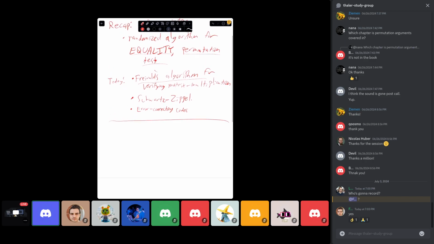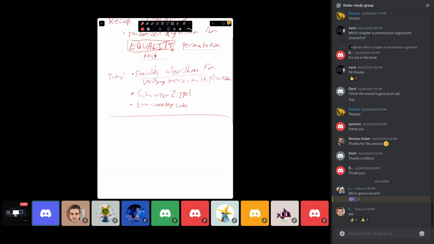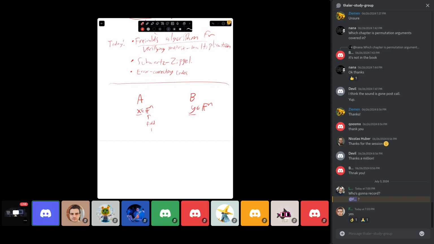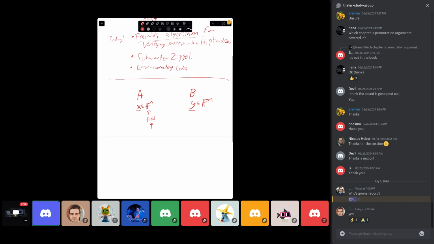So let me recap fingerprinting as applied to the equality problem first. I described this problem as you have 2 parties, Alice and Bob, who both have really long vectors. Let's say Alice's vector is called x and Bob's vector is called y. And this boldface F here is what's called a field, which is just, I guess I had promised I would say a lot about what a field is today, but actually I might want to defer that to next week.